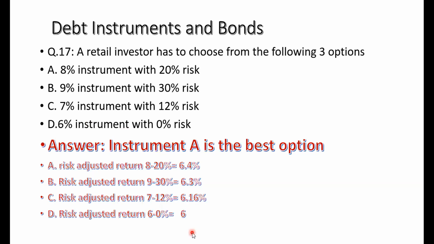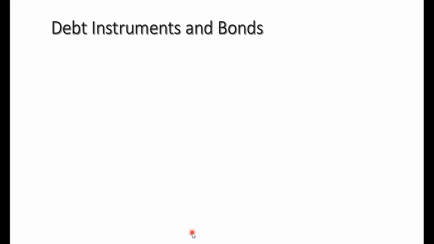Now tell me which is the best one. Which one is to select, friends? Which instrument should you invest in? Tell me. Yes, sir. Hello, why has everyone suddenly become silent? Whichever is giving more interest after adjusting the risk is the best. So A is the instrument.